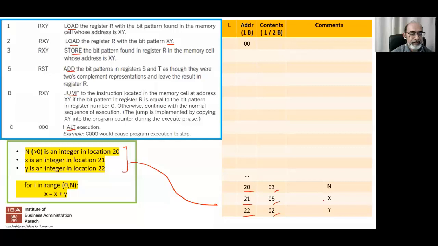Now, can somebody suggest how we should go about writing this code? We want to implement for i in range 0, N, and we want to do X is equal to X plus Y, and we need to use these operations above here, okay? So go ahead, give me your suggestions.